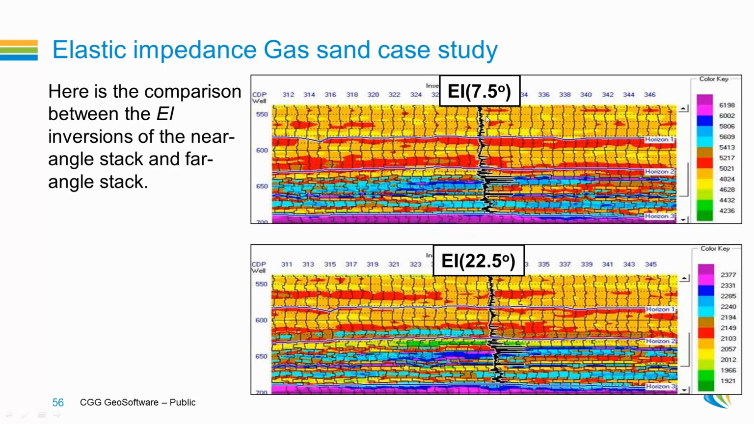So for example, for this one, they have the 7.5 degree angle elastic impedance and the 22.5 degree elastic impedance. Near and far. There are some changes you can see at this reservoir point. The nearest stack doesn't show it, but the farthest stack shows some variations. We can use this type of change to do some interpretation of the elastic impedance.